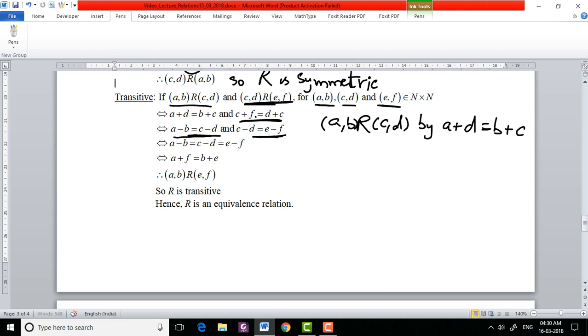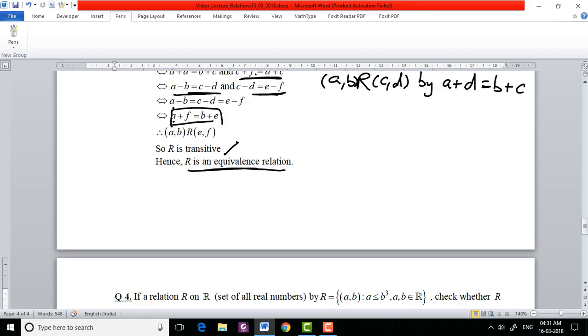So in this case, a minus b is equal to c minus d, and c minus d is equal to e minus f. So therefore a minus b itself is equal to e minus f, which further implies that a plus f is equal to b plus e. Now if a plus f is equal to b plus e, this means (a, b) is related to (e, f), and this is what we need to show in order to prove that R is transitive in nature. So R is a transitive relation, and hence R is an equivalence relation in our case. Now we have proved that R is reflexive, symmetric and transitive, so this is an equivalence relation.